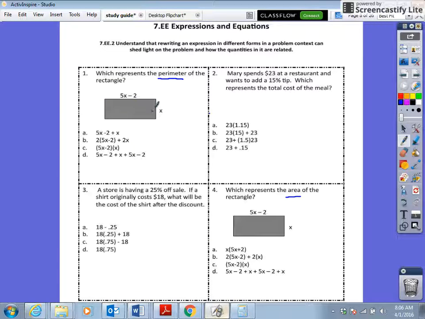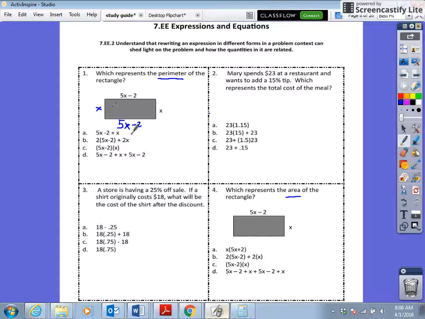So since this is a rectangle, I know that this is 5x minus 2, and I know that this is x. So I know all my sides because I know these two sides are equal and I know these two sides are equal. So which represents the perimeter? It could be 5x minus 2 plus 5x minus 2 plus x, but that's not here. So we have to find one that makes sense.